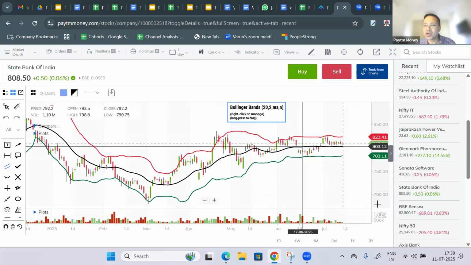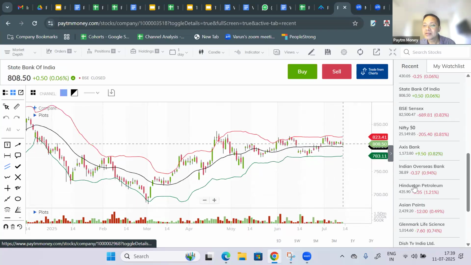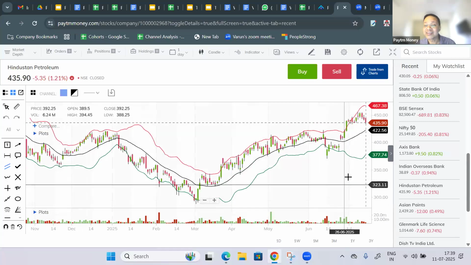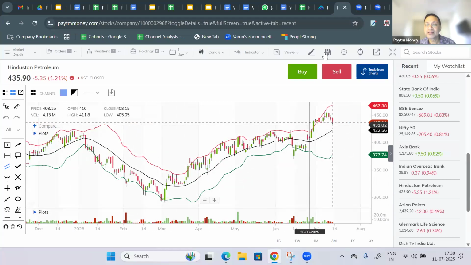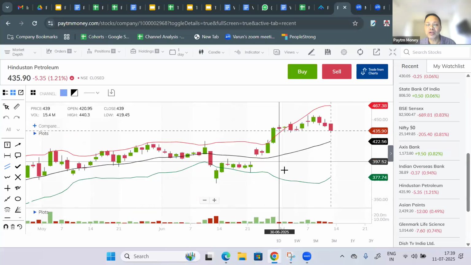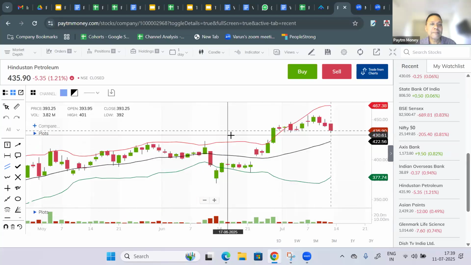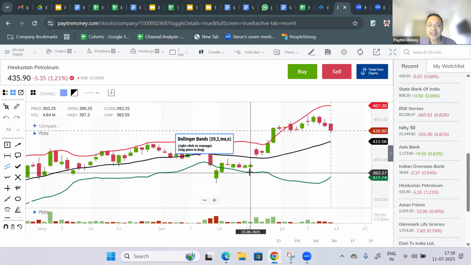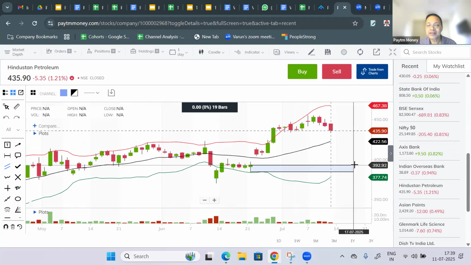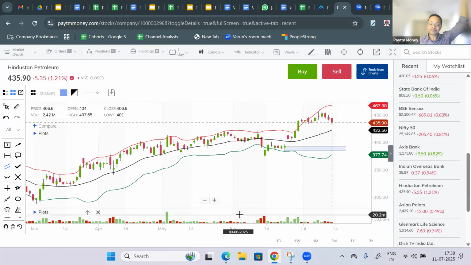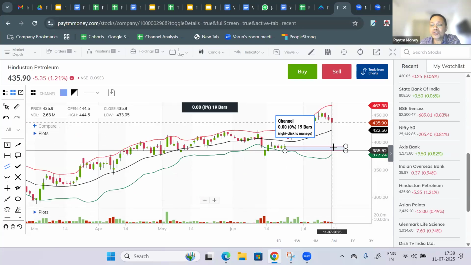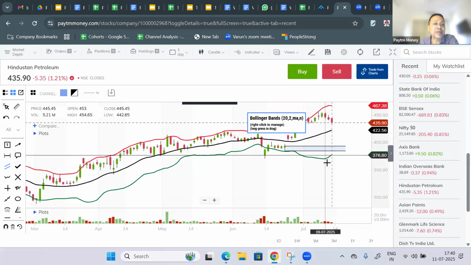All our prices are moving in a narrow range nowadays. HPCL. Fantastic. Now see, HPCL. Where is my zone? I've got a fantastic zone here. This is a zone. I need to see when the price comes to the zone, if it is outside the band, then this is a very good opportunity for me.